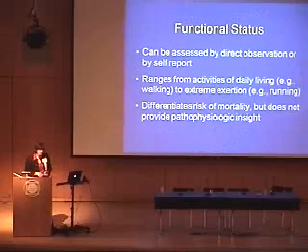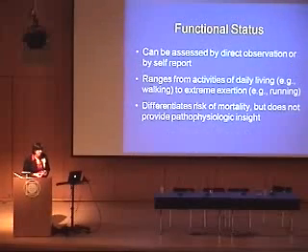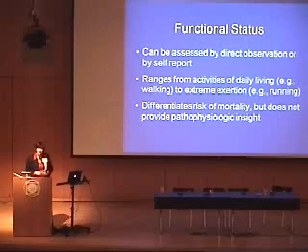Functional status might be more promising. It can be assessed by direct observation or self-report. It ranges from activities of daily living, like walking, to extreme exertion, like running. And it differentiates the risk of mortality, but does not provide pathophysiologic insight into what's driving that risk. So how do we intervene?